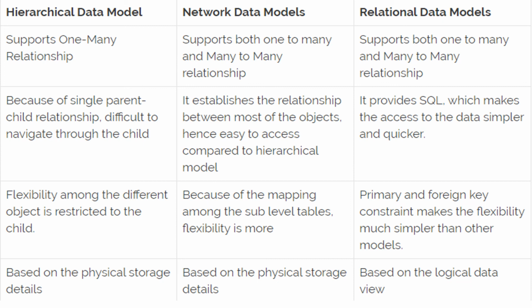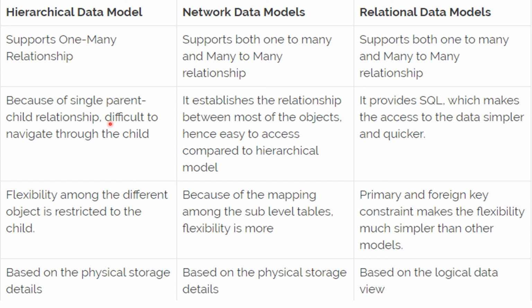So here we have the difference between these three data models: hierarchical, network, and relational data models. The hierarchical model supports one-to-many relationship. The network model supports both one-to-many and many-to-many. The relational model supports both one-to-many and many-to-many. This was about the relationships that they support.